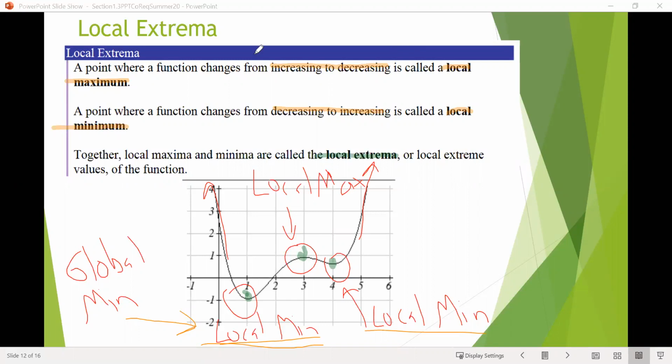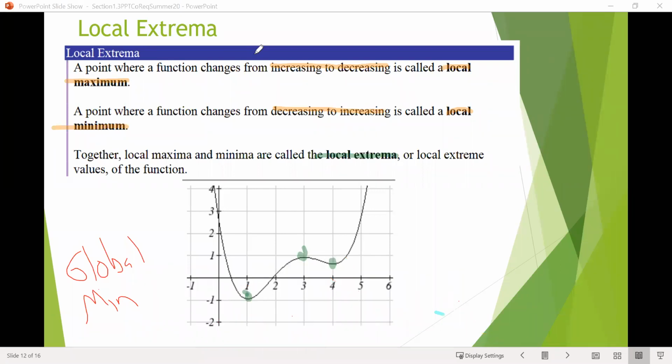Now, I do want to look at these in terms of their formal definitions about increasing and decreasing. So notice to the left of this point, x equals 1 here, the graph is going down from left to right. So there we see that it's decreasing. But then to the right of it, the graph is going up from left to right. So it goes from decreasing to increasing. So that matches what we have here. So that's why that is a local min.